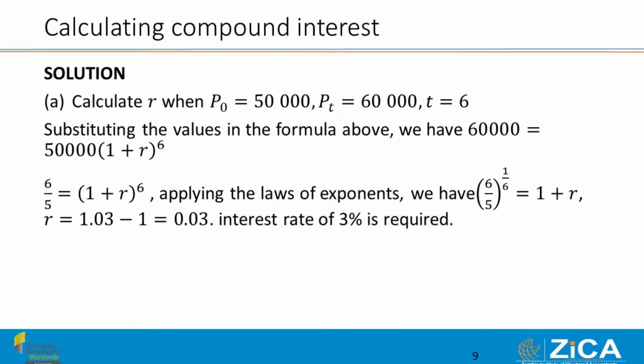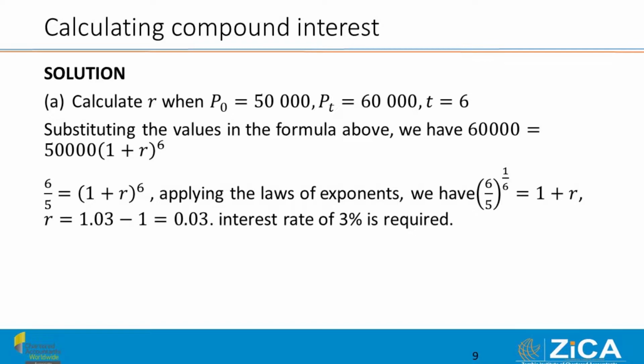Now, in the first question, we are calculating r. We are given the initial amount, which is 50,000, and we are also given the future amount, which is 60,000. We have to find r. Substituting in the formula, you are going to get 60,000 equals 50,000, then inside the brackets, 1 plus r to the power 6.